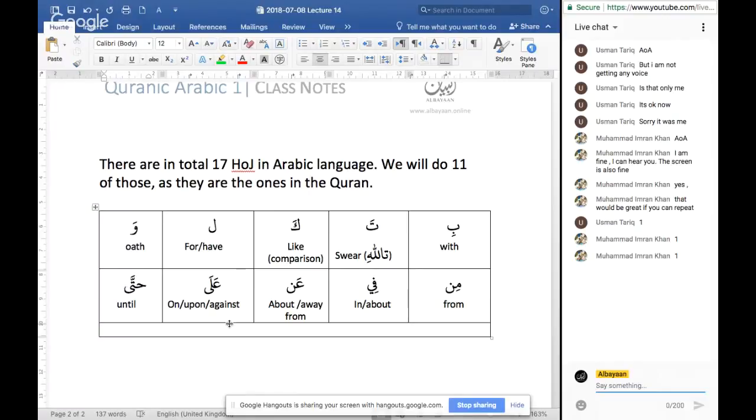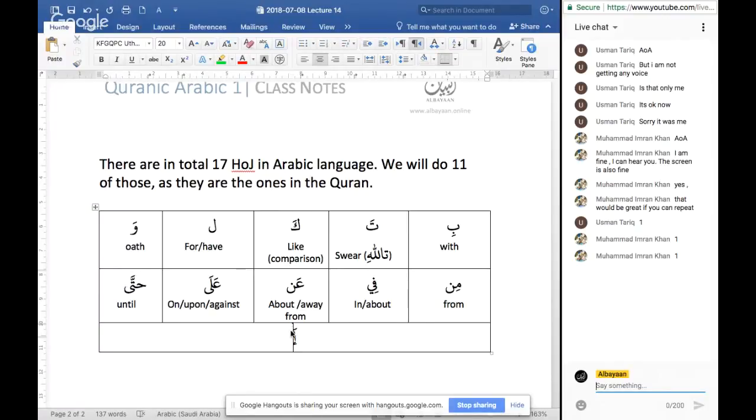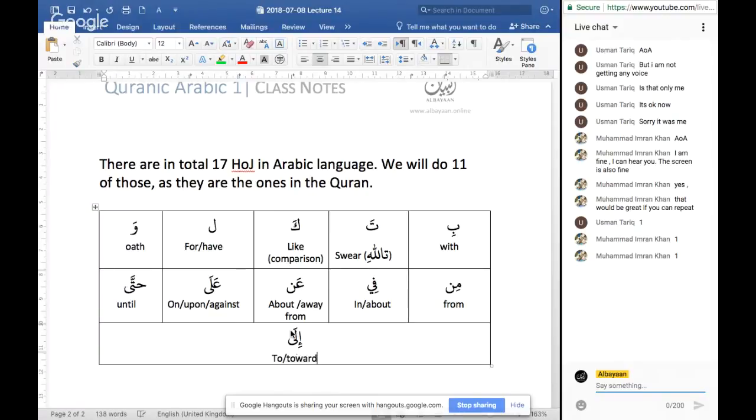And the last one is, then we'll do the revision again. Ila. Ila means to or towards.